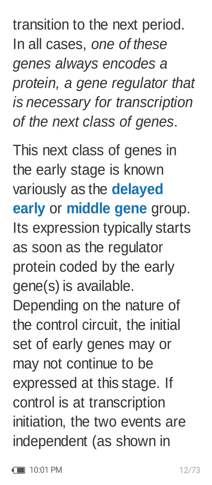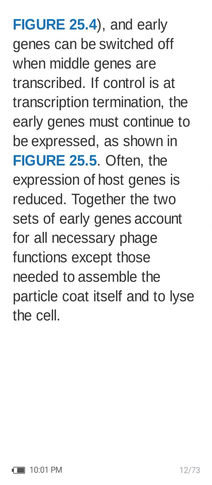Depending on the nature of the control circuit, the initial set of early genes may or may not continue to be expressed at this stage. If control is at transcription initiation, the two events are independent, as shown in the next figure, and early genes can be switched off when middle genes are transcribed. If control is at transcription termination, the early genes must continue to be expressed.